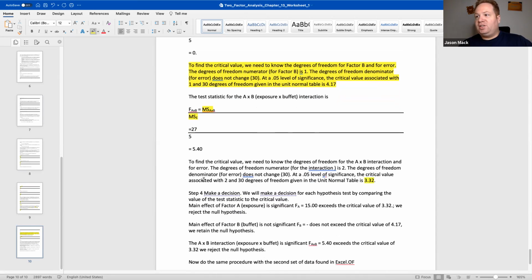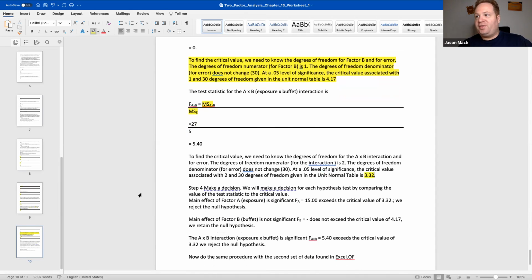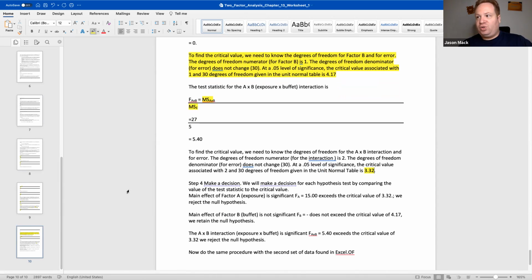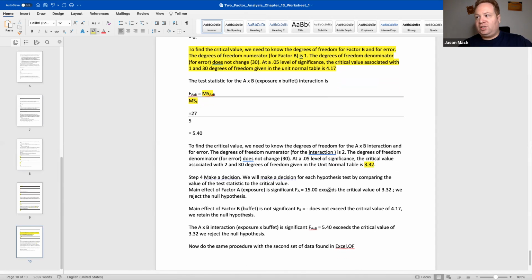Next, we want to make a decision. We will make a decision for each hypothesis test by comparing the value of the test statistic to the critical value. The main effect of factor A, or exposure, is 15, which exceeds the critical value of 3.32. So we're going to reject the null hypothesis because it's higher, okay? This is bigger than 3.32.